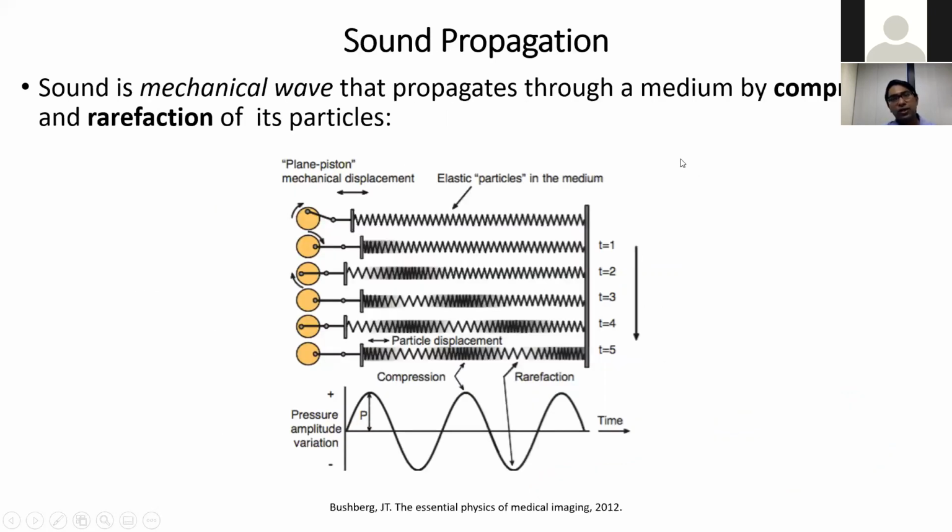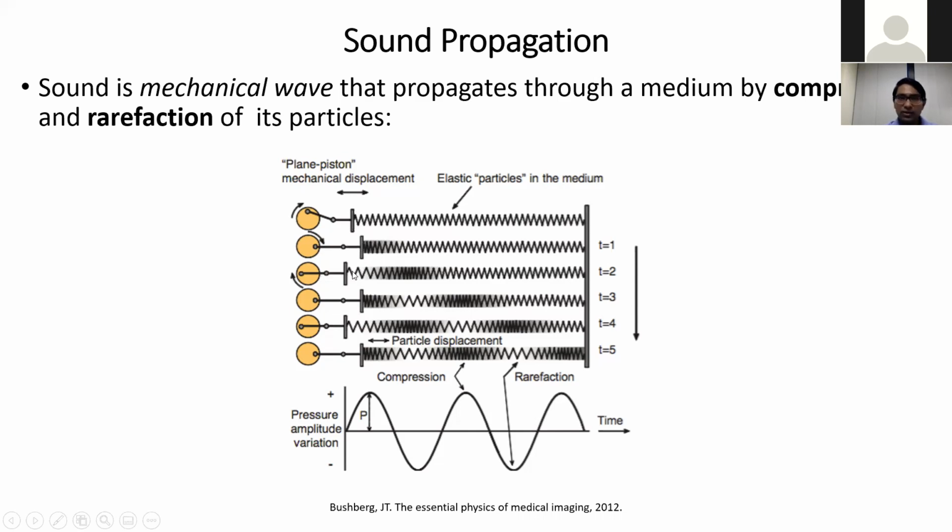So let's talk quickly about sound propagation. Sound is a mechanical wave that propagates through a medium by compression and rarefaction of its particles. In this example, you can see a circular wheel rotating, which causes the piston to move to the right and left in a periodic motion. Assuming that these particles are elastic in nature, when it's pushed forward, it creates a compression, and when it's pushed back, it creates a rarefaction. And this is what creates the sound wave.